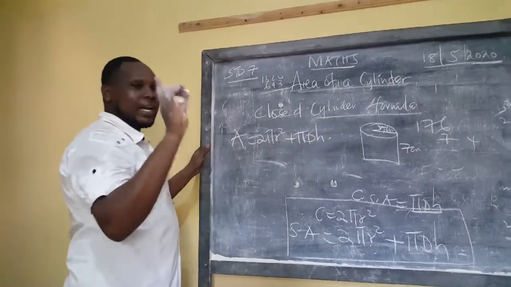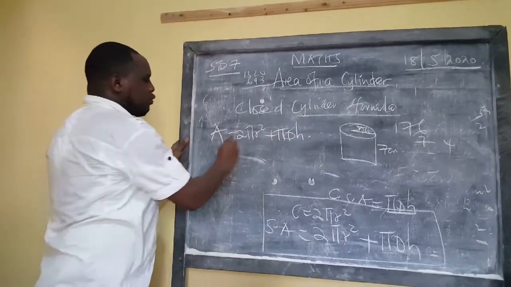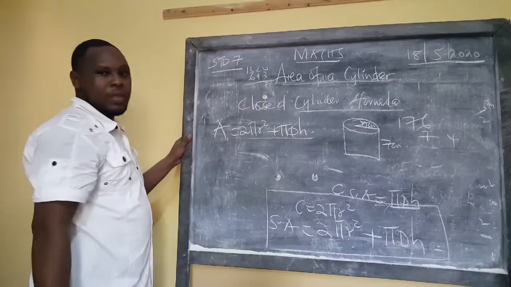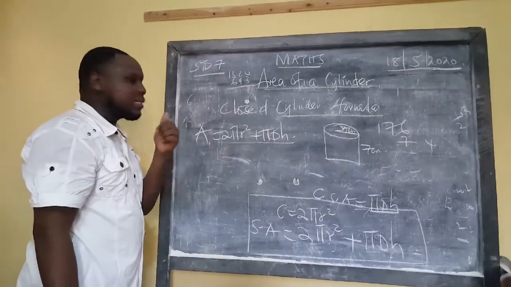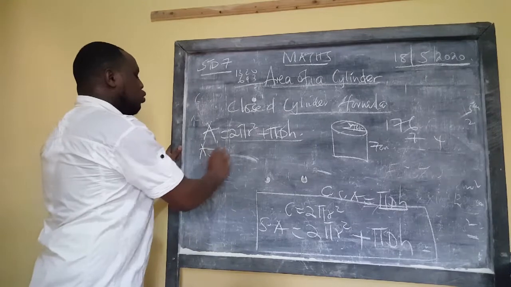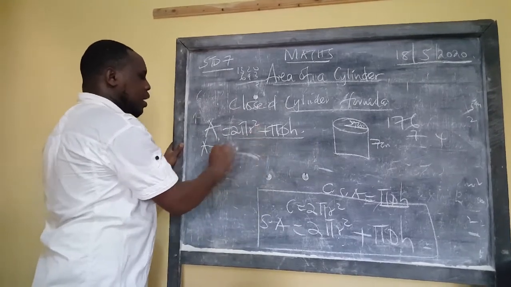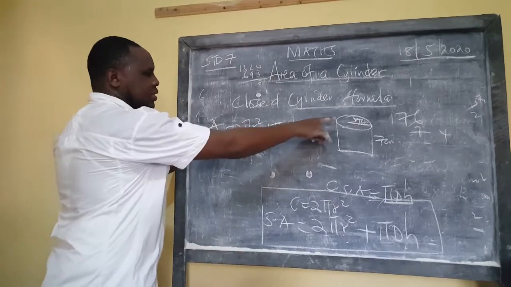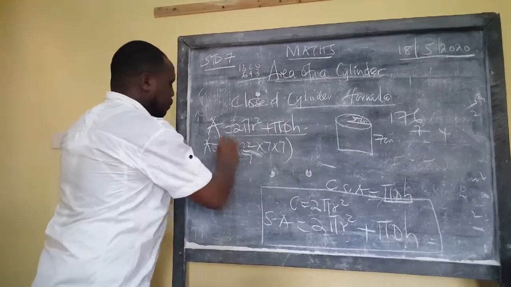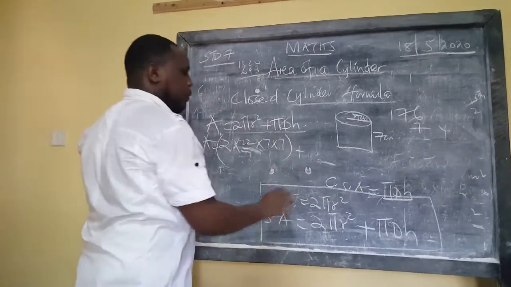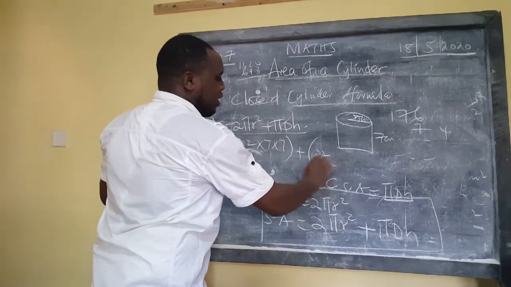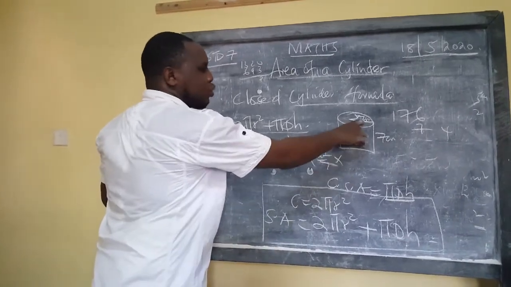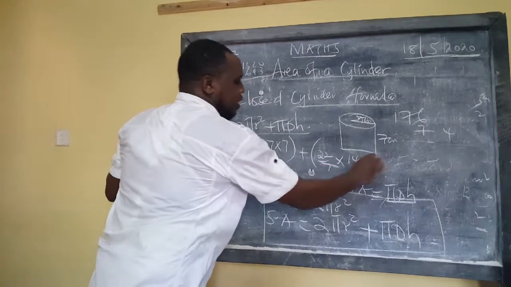The first thing to learn is to write the formula. This formula is a sharing of what you are doing. If you don't have this formula, you cannot calculate any question. Area will be equal to 2, just copy it the way it is, times pi 22/7 radius squared, put in bracket, plus pi 22/7 diameter. Diameter is this times 2, 14, and the height 7.